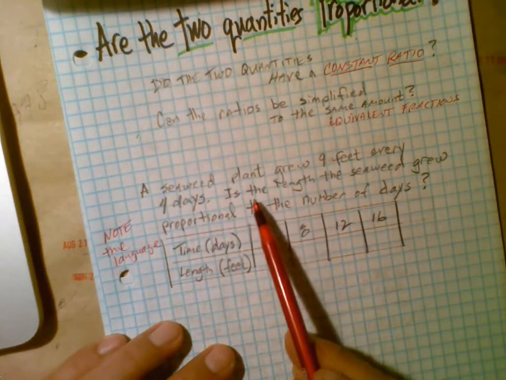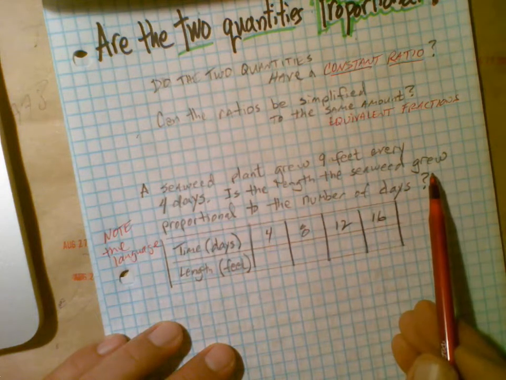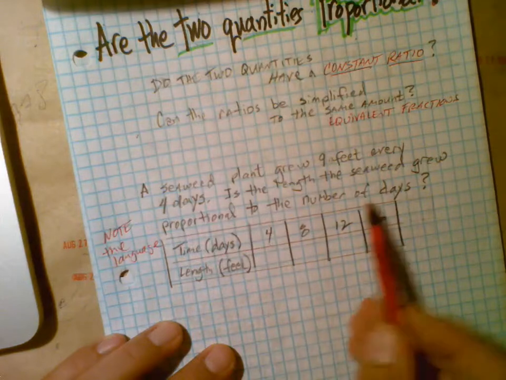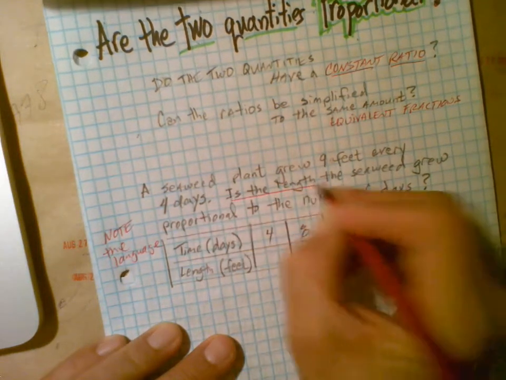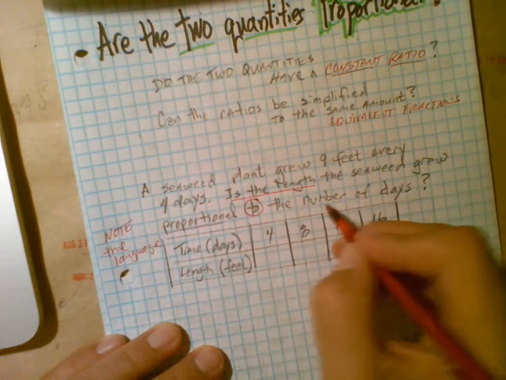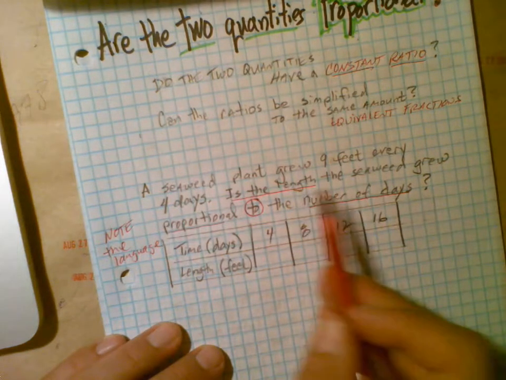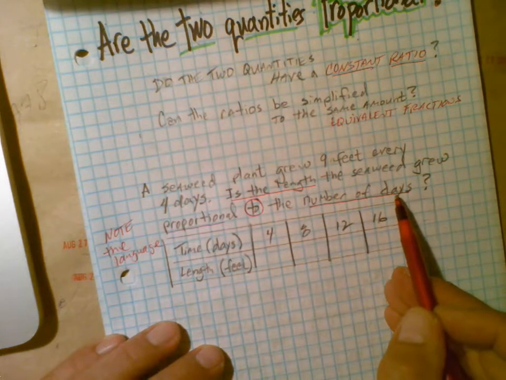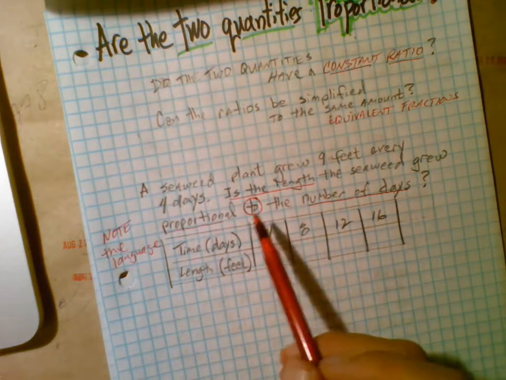So the question reads, is the length the seaweed grew proportional to the number of days? So is the length proportional to the number of days? So length I can measure, days I can measure. And this language is a lot like something you've seen before when we did ratios.